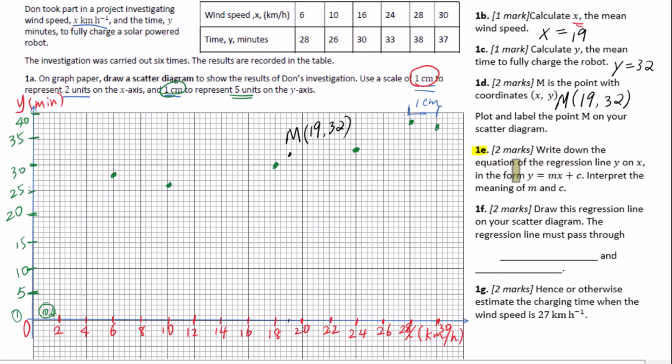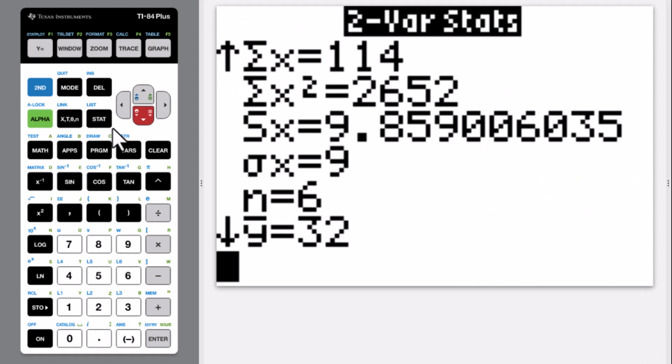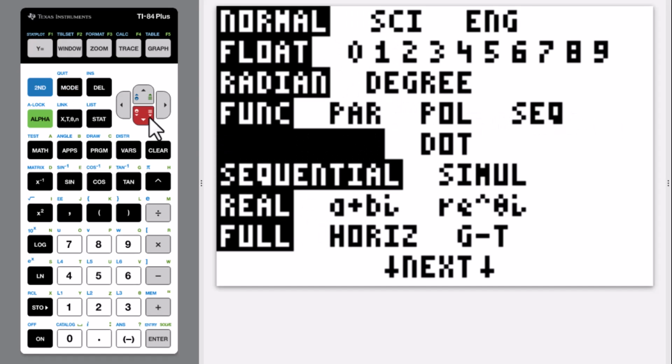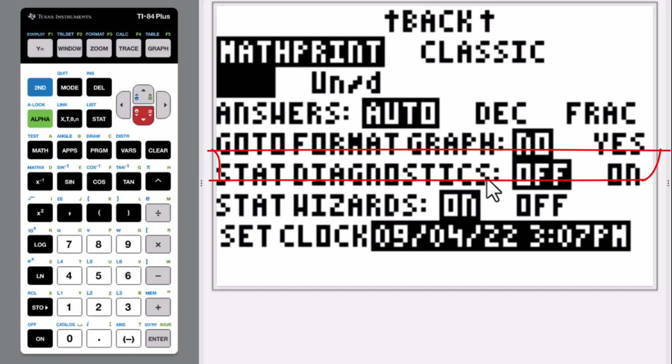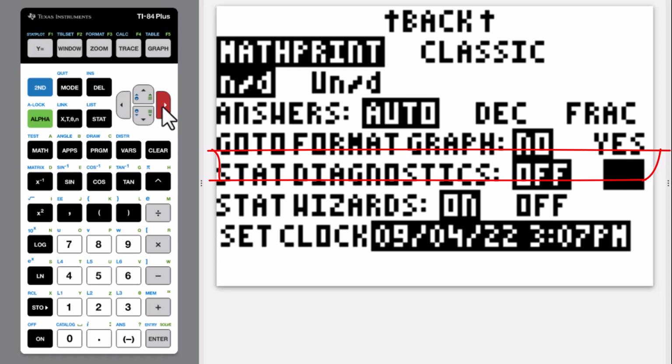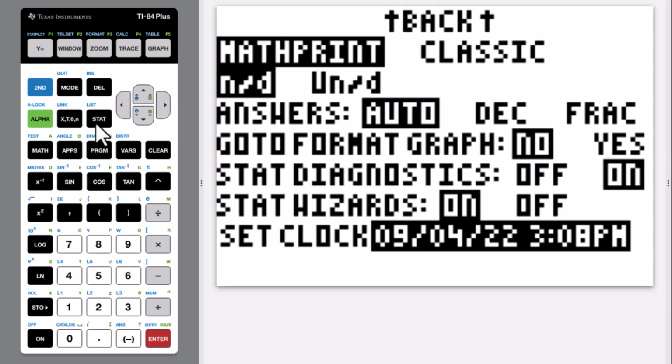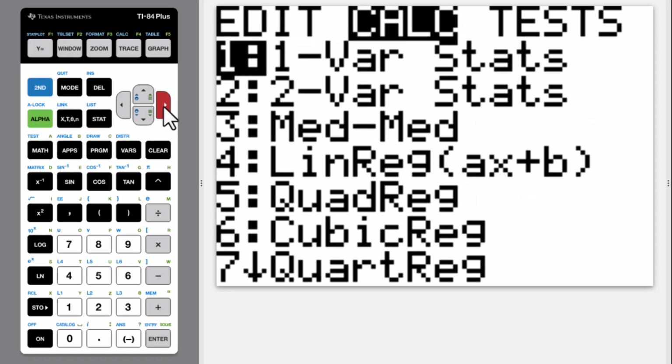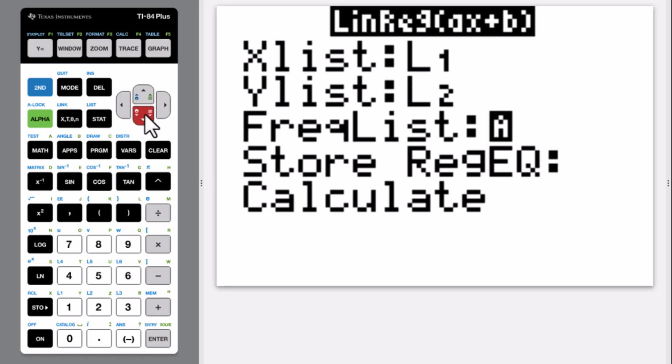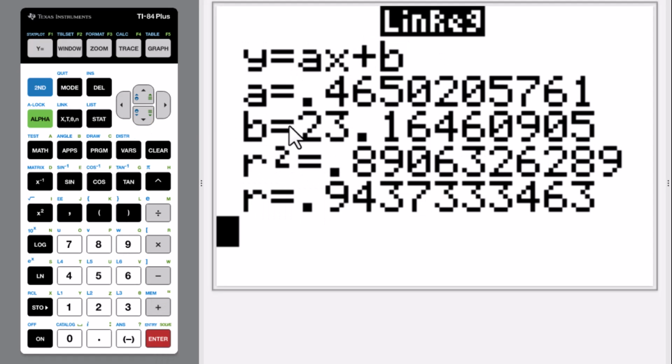For 1e, write down the equation of a regression line y on x in the form of y equals mx plus c. Interpret the meaning of m and c. First of all, let's go to mode to make stat diagnostic on. Press mode, then going down to stat diagnostic is here. Make it on so that we can get Pearson's correlation coefficient. Back to stat, calculate, go to 4. We just press 4 here. Then keep going down, enter. You will get a linear function here.